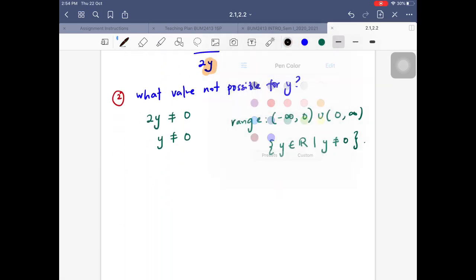So that is for B. Now let's move on to C. For C, I have h of x, which is equal to the square root of x plus 1.